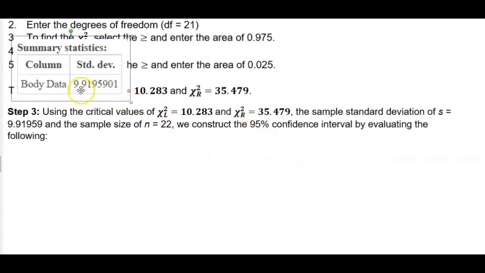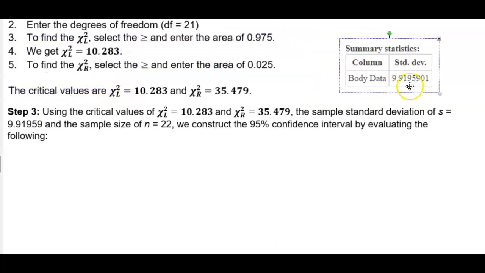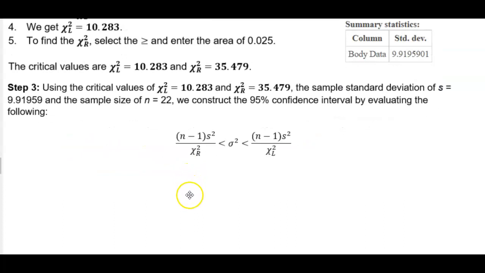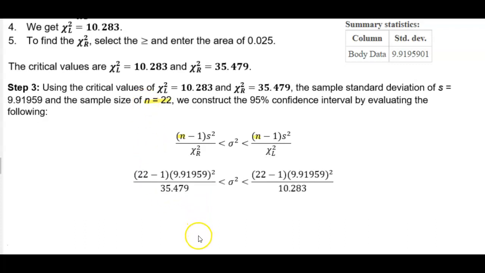So if we round that standard deviation to 5 decimal places, we get 9.91959, which is what we get here for our standard deviation. And we know that the sample size n is equal to 22. So now we're going to construct the 95% confidence interval by evaluating the following. So we're going to plug in our values for the formula here. So what do we know? We know that n is equal to 22. So we're going to plug in n to be 22. So there's 22, there's 22.